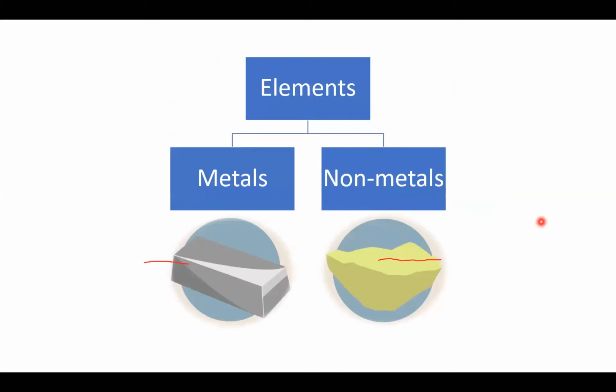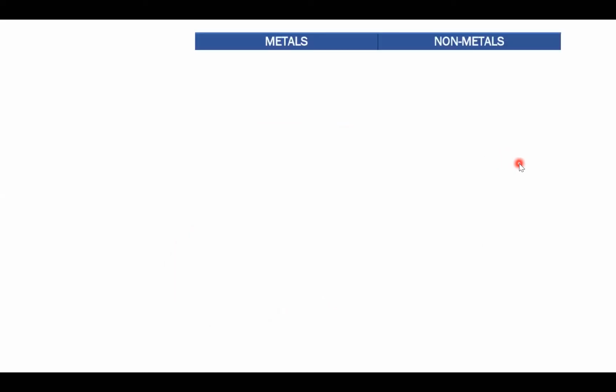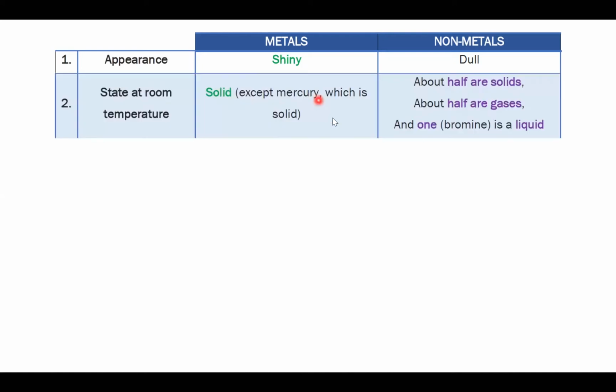Elements are divided into two categories: metals and non-metals. So what do metals look like and what do non-metals look like? We will look at the characteristics of these substances next. When it comes to their appearance, metals are shiny while non-metals are dull. That means non-metals are not as shiny as metals.